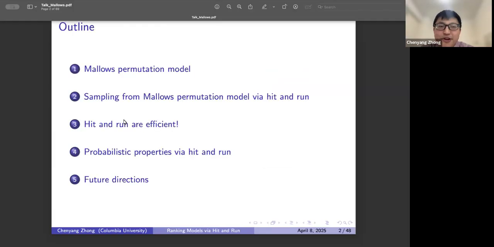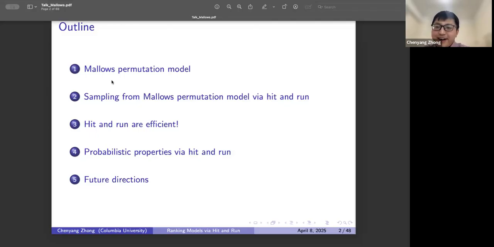So here is a brief outline of the talk today. I will start by introducing the ranking model that we will be focusing on today. It's called the Mallows permutation model. This model actually has quite a bit of history. It was introduced by C.L. Mallows first in 1957, so that's quite a long time from now.